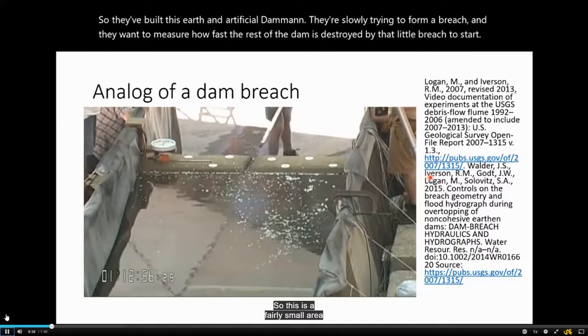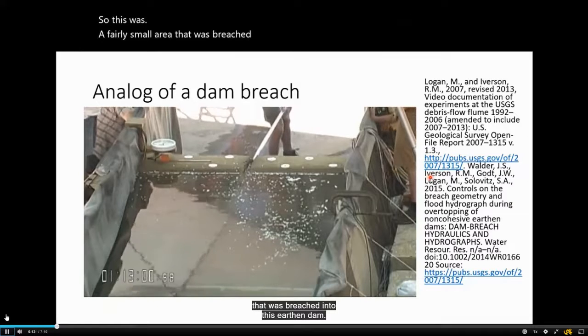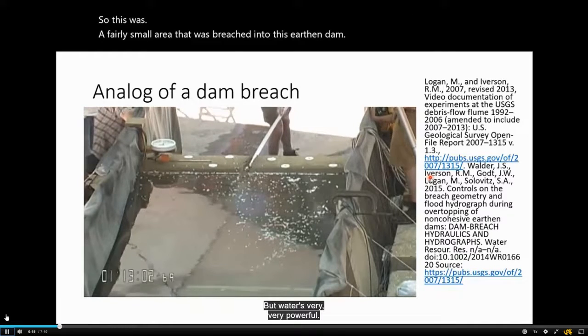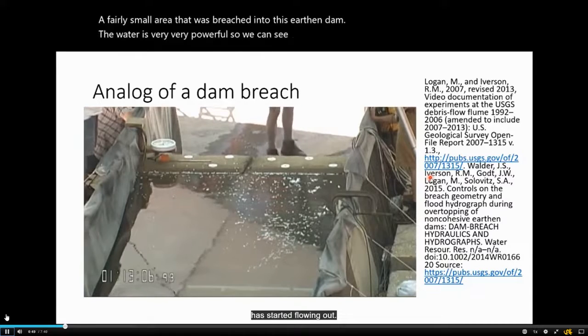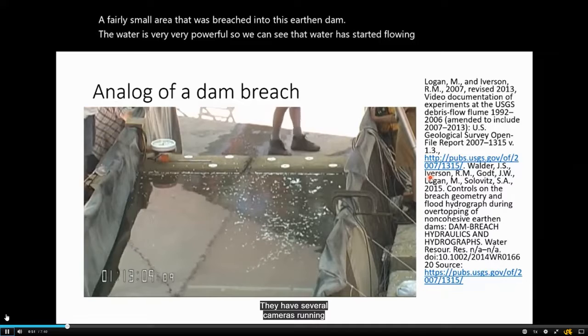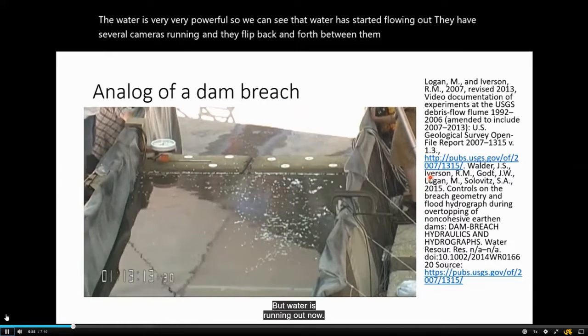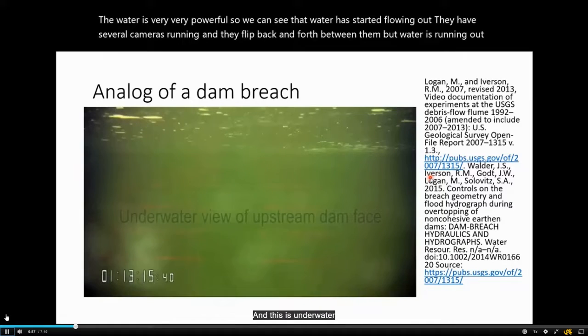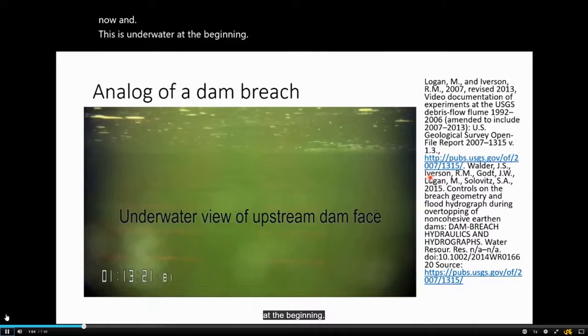So this was a fairly small area that was breached into this earthen dam, but water's very, very powerful. So we can see that water has started flowing out. They have several cameras running, and they flip back and forth between them. But water's running out now. And this is underwater at the beginning. Really liquefied at the bottom.